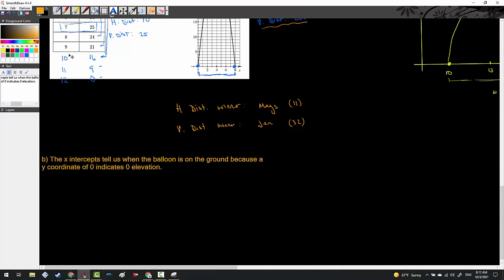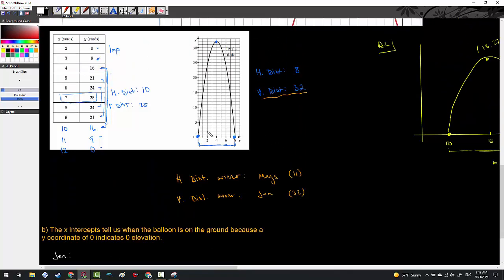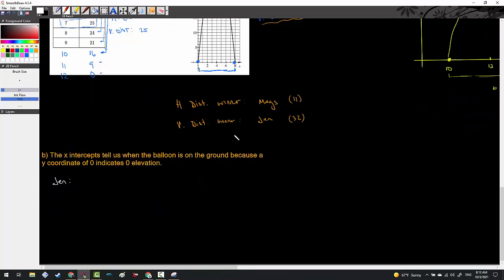Okay, so let's go ahead and find each of the individuals' x-intercepts. I'll switch colors here to white, that way we get something that stands out. Okay, so we got Jen. I'll do Jen first. Her x-intercepts are (0, 0) and (8, 0). That part's pretty obvious. (0, 0) and (8, 0).